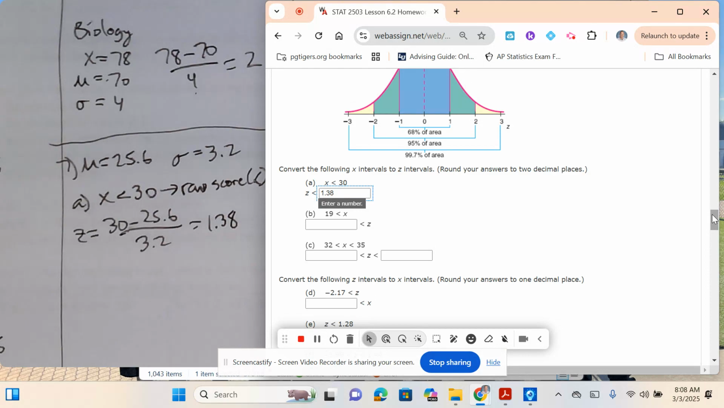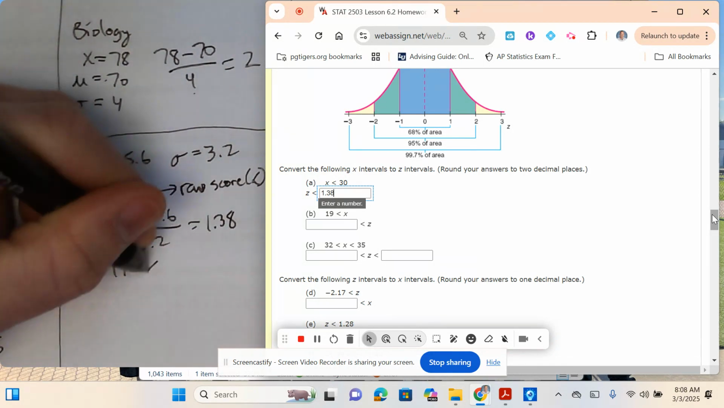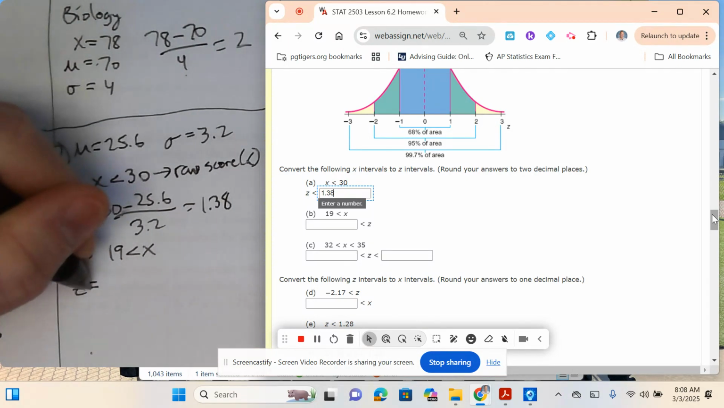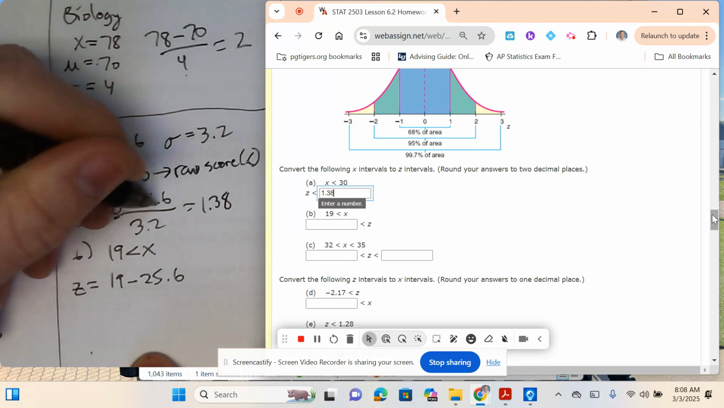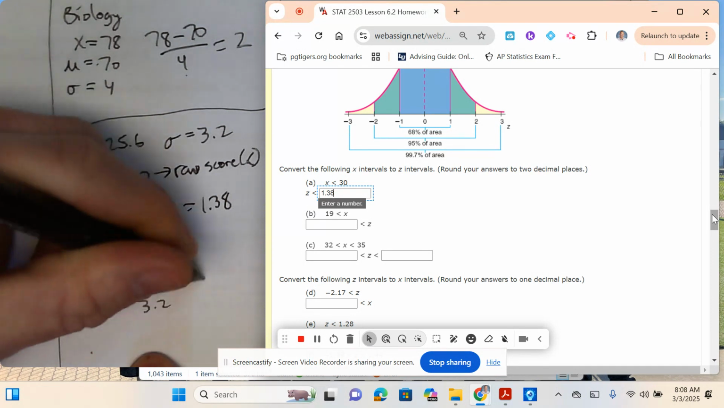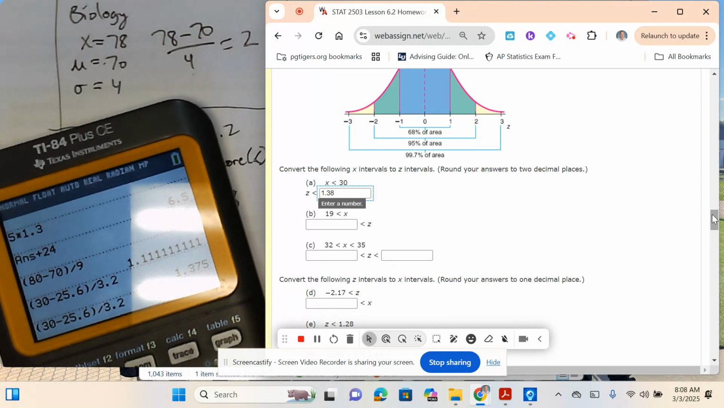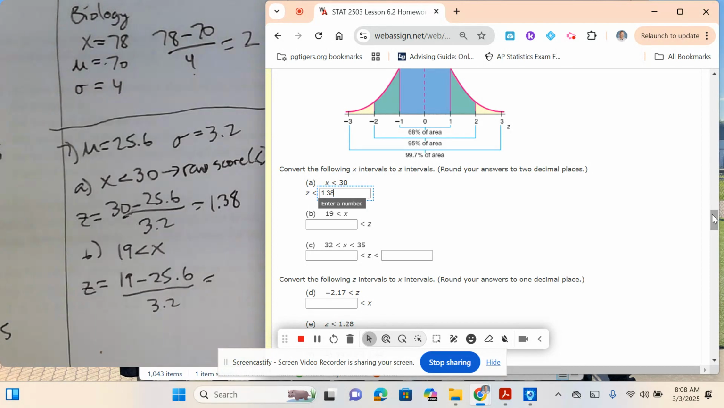And then we're going to work backwards on the next one. This is a good question. I like this question. On the next one, I'm looking at 19 is less than x, so x is greater than 19, and I've got to find my z. So my raw score minus the mean divided by the standard deviation. I can come back up here, press enter, and plug in 19 there. Negative 2.06.